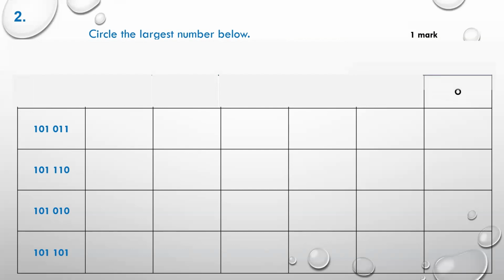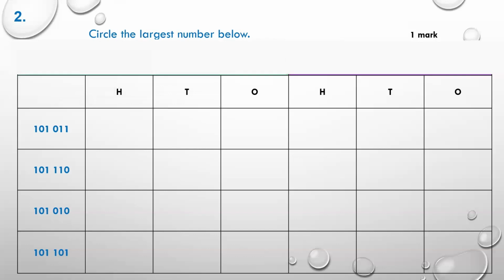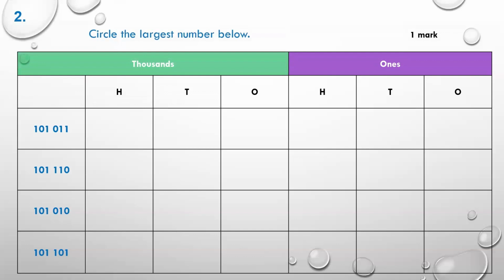Still bringing up the idea of a place value chart, because you're so accustomed to this and this is the basics of number theory. So we have ones, tens, and hundreds, and ones, tens, and hundreds again. Just as we did in number one, the first set is for ones and the next set for thousands. If we think about it, we have 1, 2, 3, 4, 5, 6 digits, and each of our numbers has 6 digits. So we can start on either side.